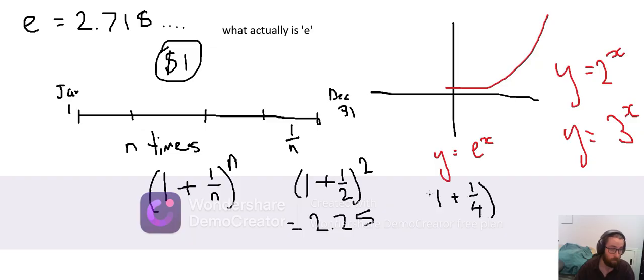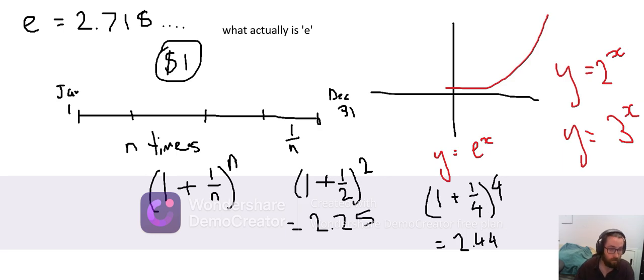And in fact, now in my case with 4 increments, it's going to be 1 plus 1/4 to the power of 4. And let me just calculate that real quick. So it's going to be 5 over 4 to the power of 4. It's about 2.44. Anyway.